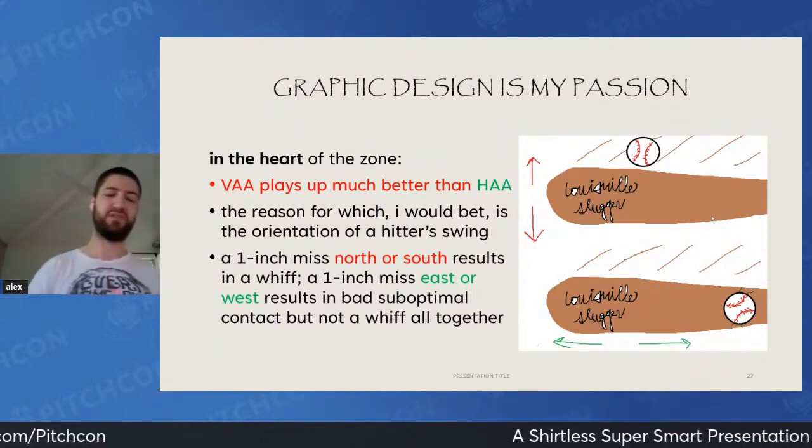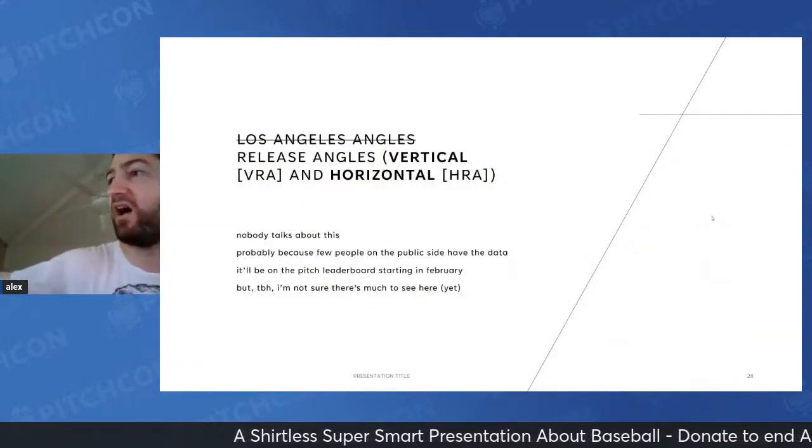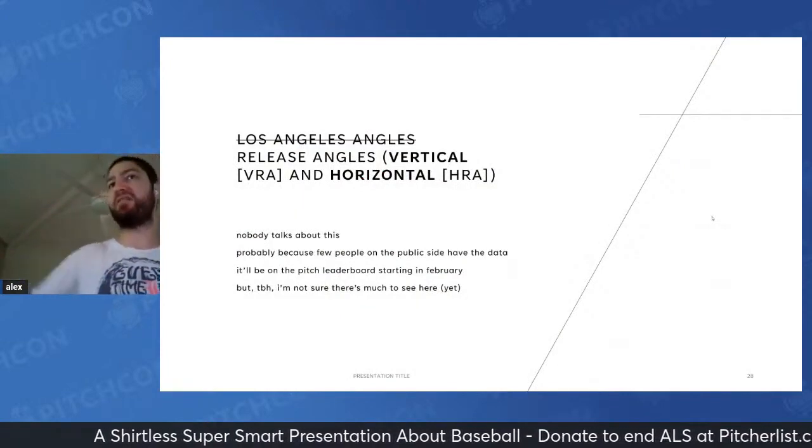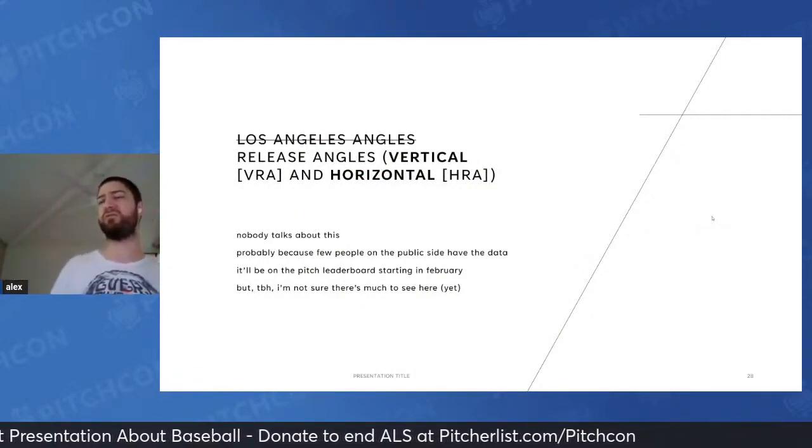So anyway, enough about that. Let's talk about release angles. I've got a few more minutes. I'm going to get Nick back on schedule so the next group can start right at 4 p.m. if they want to, or is it 3 p.m.?